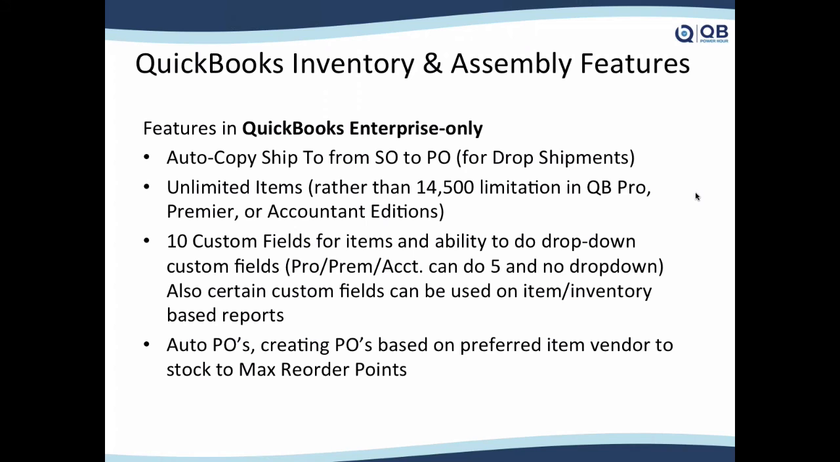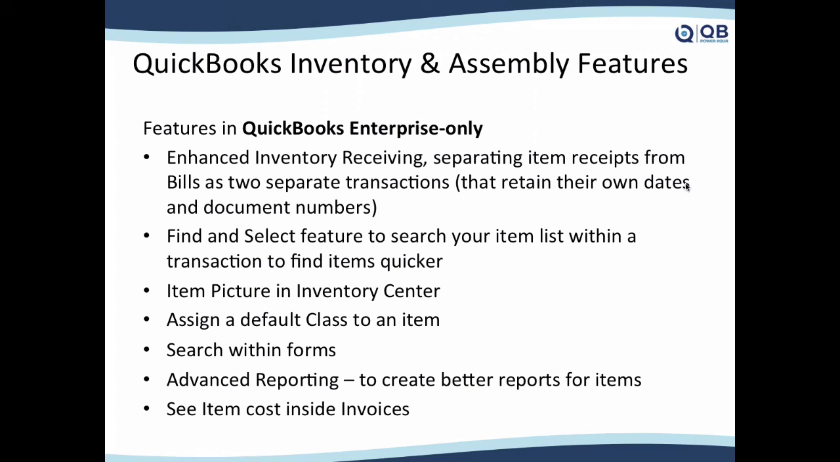And also, QuickBooks Enterprise can auto create POs based on maximum reorder points. So we'll talk about reorder points in a little bit. So if you actually tell QuickBooks that for a particular unit, you're supposed to have 20 or 200 or whatever, and you have under that, QuickBooks will automatically create a PO for you to bring you up to the maximum level. So that's actually really cool about QuickBooks Enterprise.